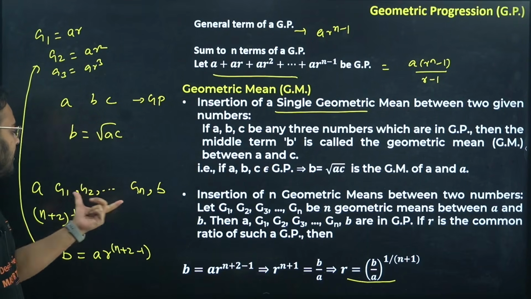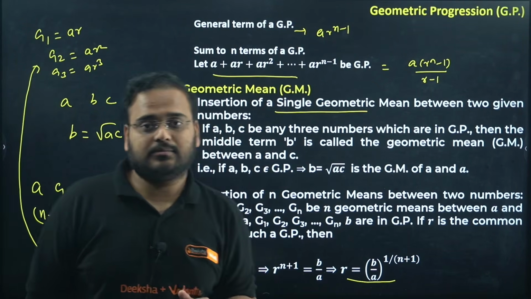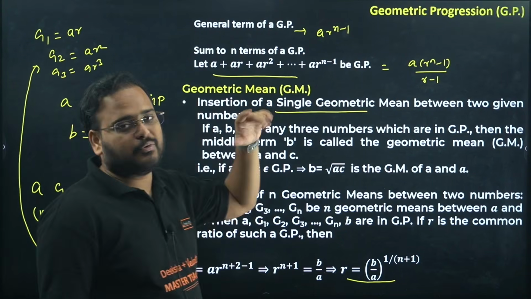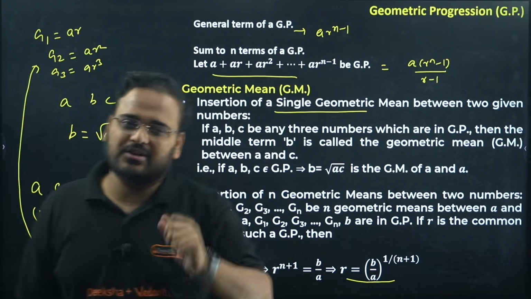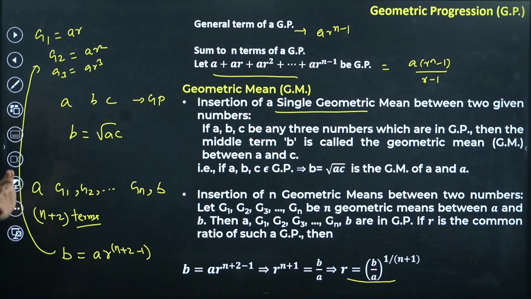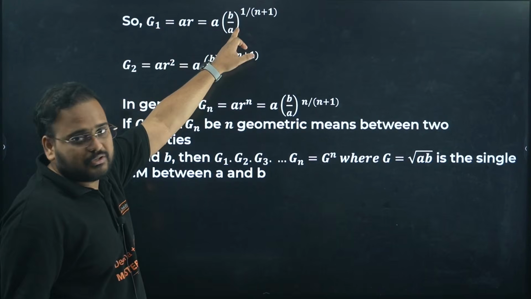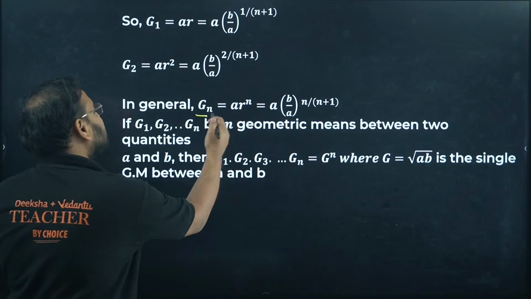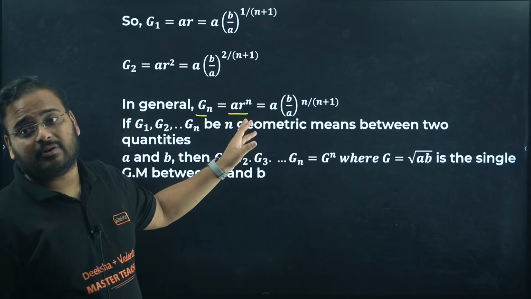Okay, how does it come? All from creating a geometric progression with n plus 2 terms, finding the common ratio using the relation of a geometric sequence as G1 equals AR, G2 equals AR square as the first, second, third terms, and forward. I hope this is clear. Next, the same thing is written here. G1 is AR, substitute the R value. G2 is AR square, substitute the R value, and Gn is, sir, AR to the n.